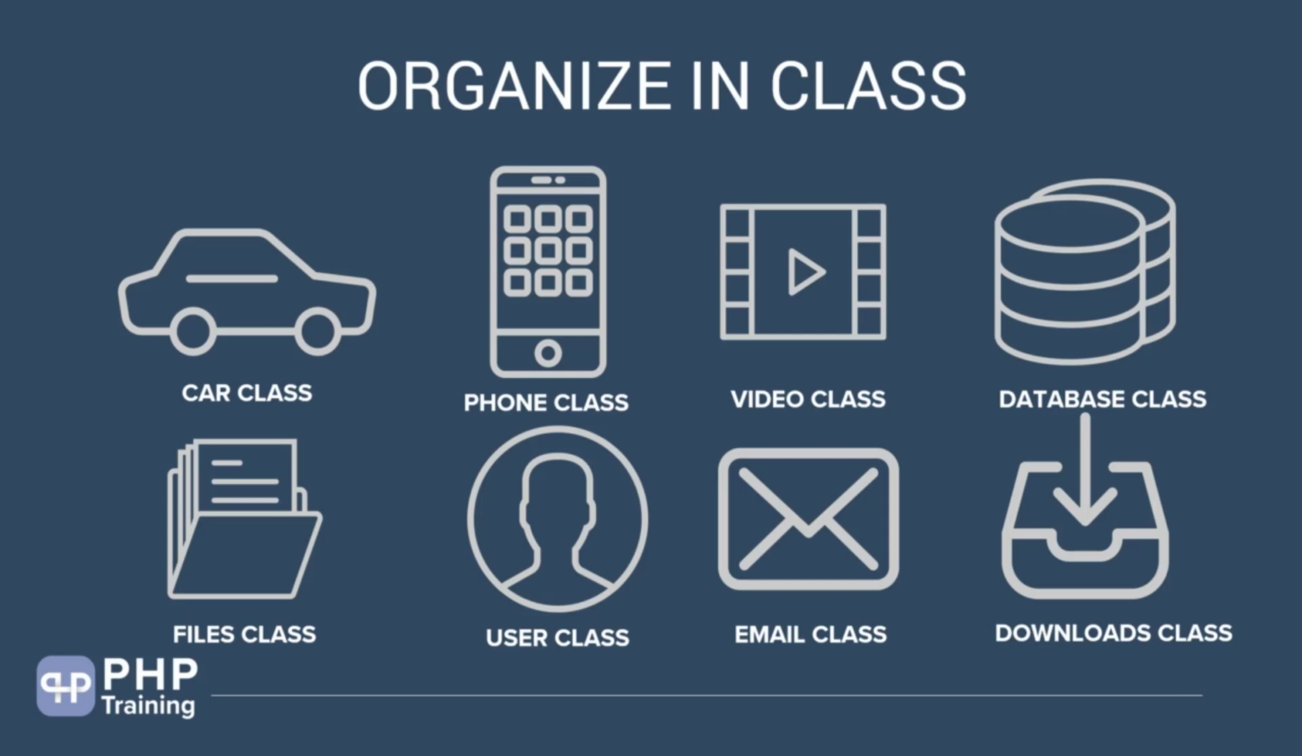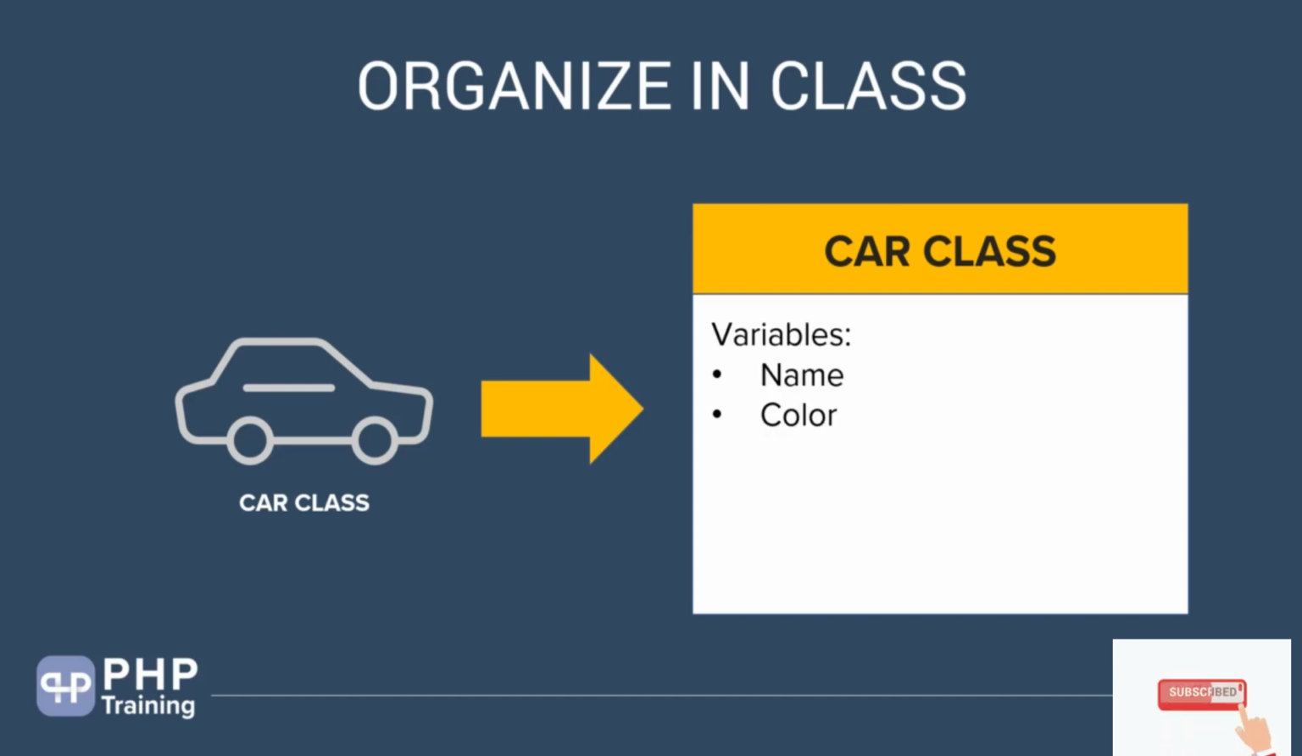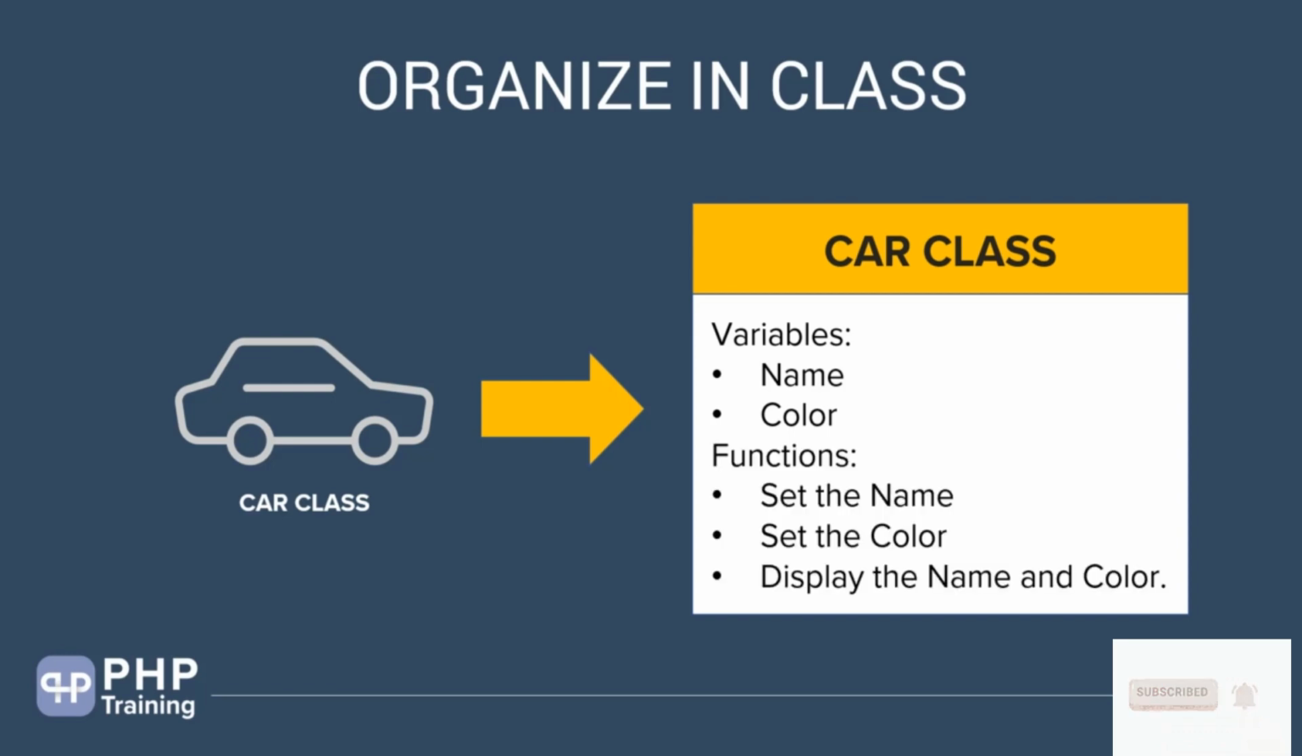Okay, so you have to start thinking in objects, and you have to start organizing your program into classes. When I say organize your program into classes, it means organizing your piece of code which has variables and functions into that class. Okay, so let's organize a car class. So let's say you have a car class. Now you have to organize your program into this car class. So typically you have variables and functions. So variables of a car could be name and color, and functions of that car could be set the name, set the color, and then display the name and the color.